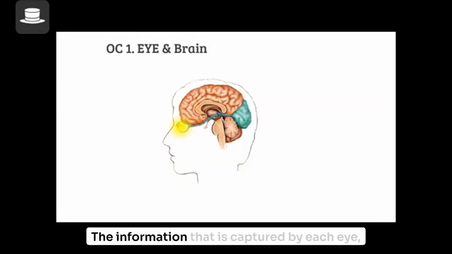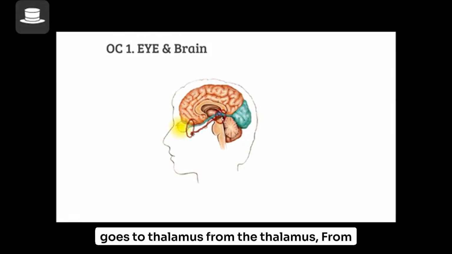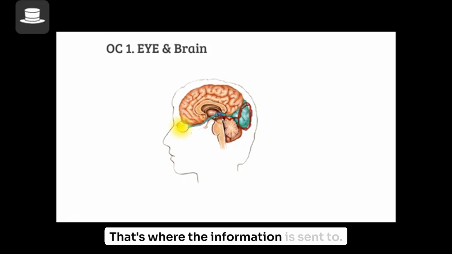The information that is captured by each eye goes to the thalamus. From the thalamus, information is then sent to the occipital lobe, which is the visual perception center. There's a visual cortex in the occipital lobe. That's where the information is sent to. And information from both eyes goes through this.